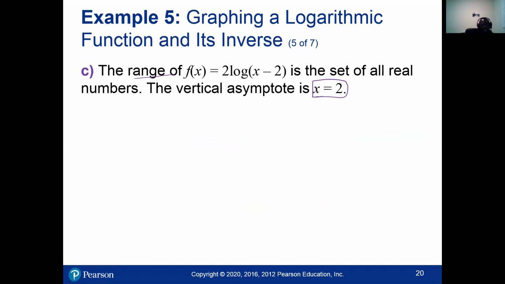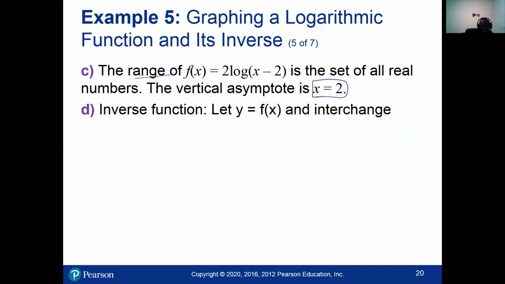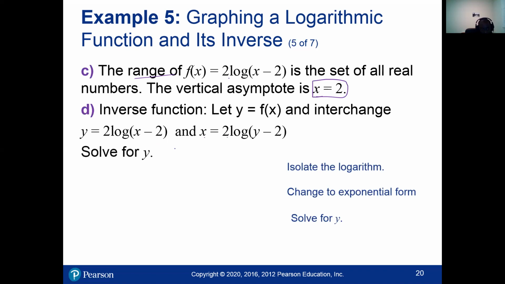Now we want to find the inverse function. Go through the 3 steps. Let y equal f of x, and then interchange. So we have y equals f of x, which is 2 log of (x minus 2), and then interchange x and y. That gives me x equals 2 log. Then step 2, we solve for y.